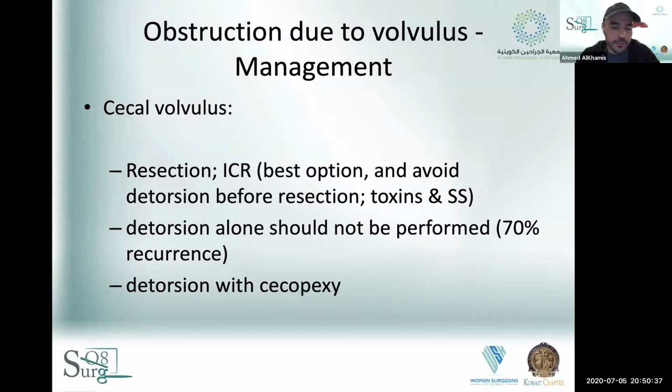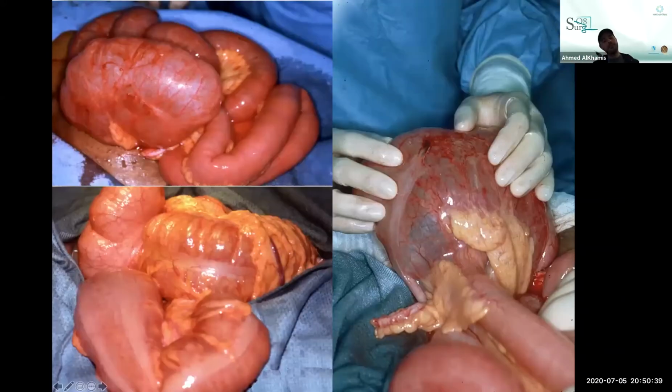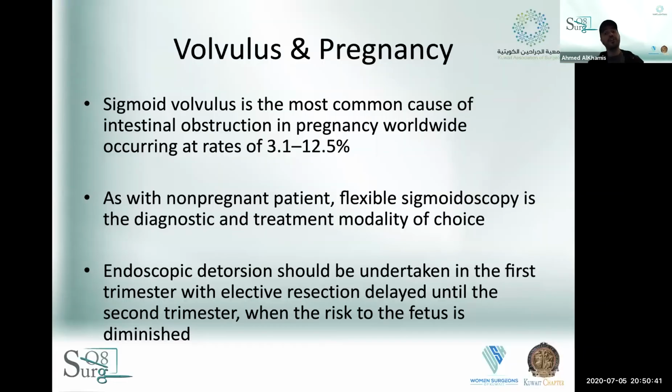Volvulus and pregnancy, it's very common, but I have to say I haven't seen a lot of these. Maybe you have seen them, maybe I just haven't been lucky enough. Sigmoid volvulus is the most common cause of intestinal obstruction in pregnancy worldwide, up to 12.5%. The management is the same: flexible sigmoidoscopy, you decompress, you can put a rectal tube.